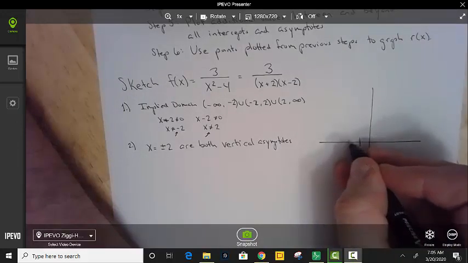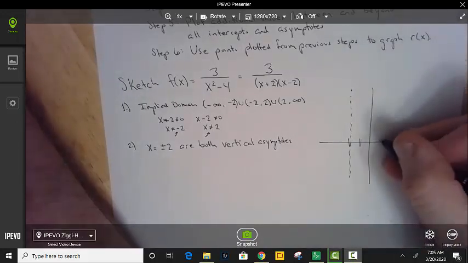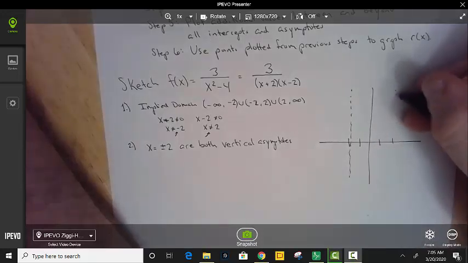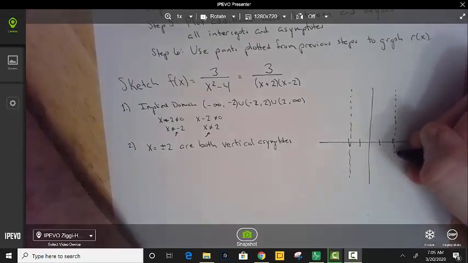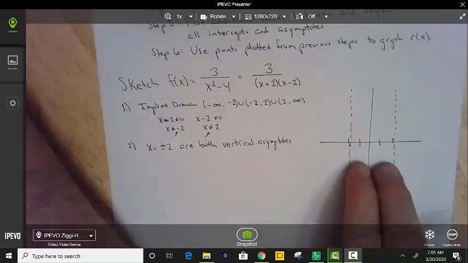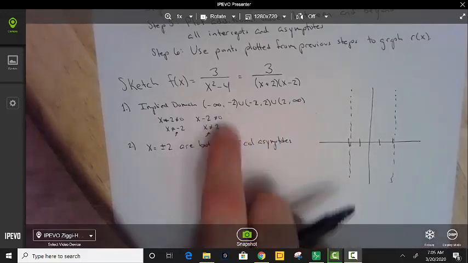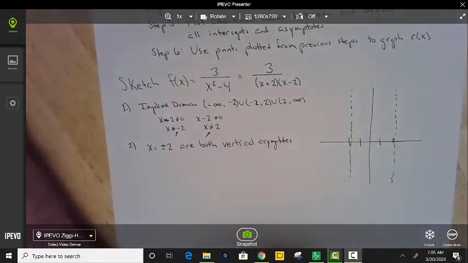So x equals negative 2, we're going to put a vertical asymptote. x equals positive 2, we're going to add a vertical asymptote. And we don't want to use a solid line, we're just going to use a dotted line. Okay, and that's just going to tell us that we're going to have this broken up into 3 chunks. And that's what our implied domain also told us.